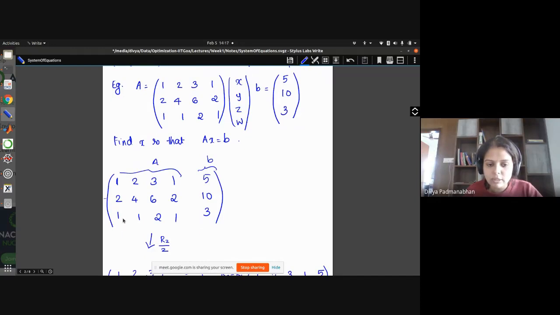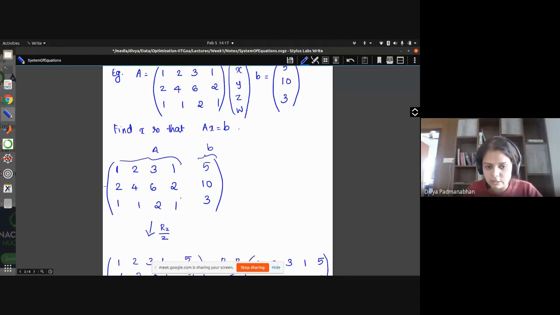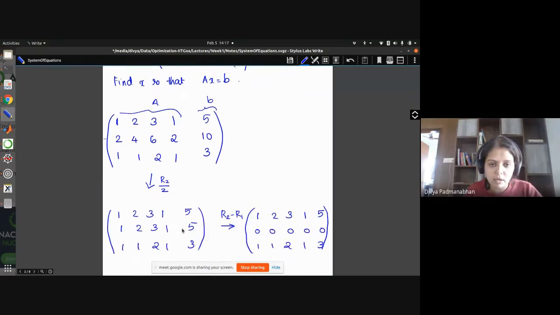For doing that, first I multiply the second row by half, so that will give me this result. Now I just subtract R2 from R1, because I want to make this 0. This is actually identical to the first row, and so you get a row full of zeros. Everything else remains the same.